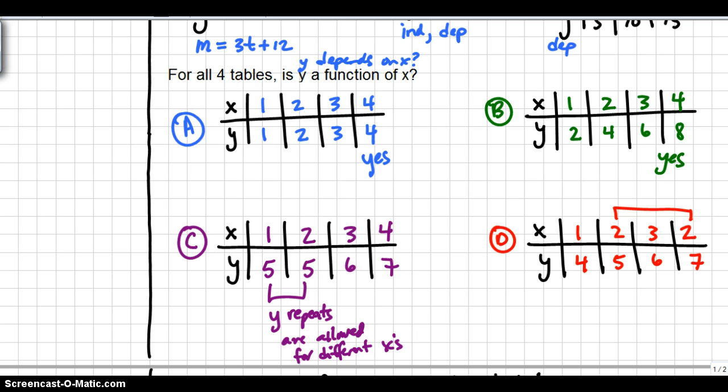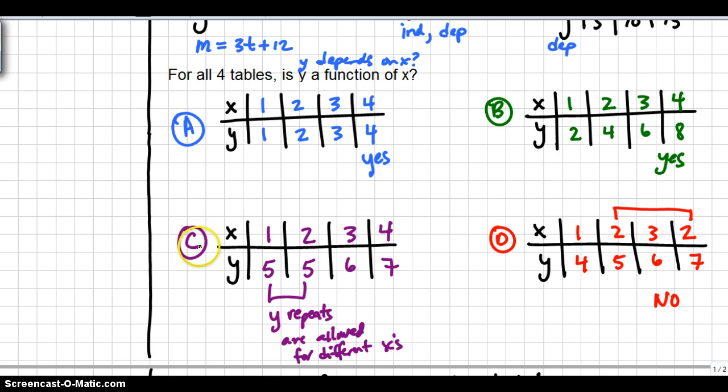Now let's look at that same idea of a repeat, but this time in the x value. Again, if you think about it like a machine, you plug a 1 into the machine and it spits out a 4. You plug a 2 into the machine, it spits out a 5. Plug a 3 into the machine, it spits out a 6. So far, we're okay with this being a function. Now we're going to revisit plugging in a 2, and according to our table so far, the 2 should result in a 5. In this table it doesn't, so we're going to say no, this is not a function.